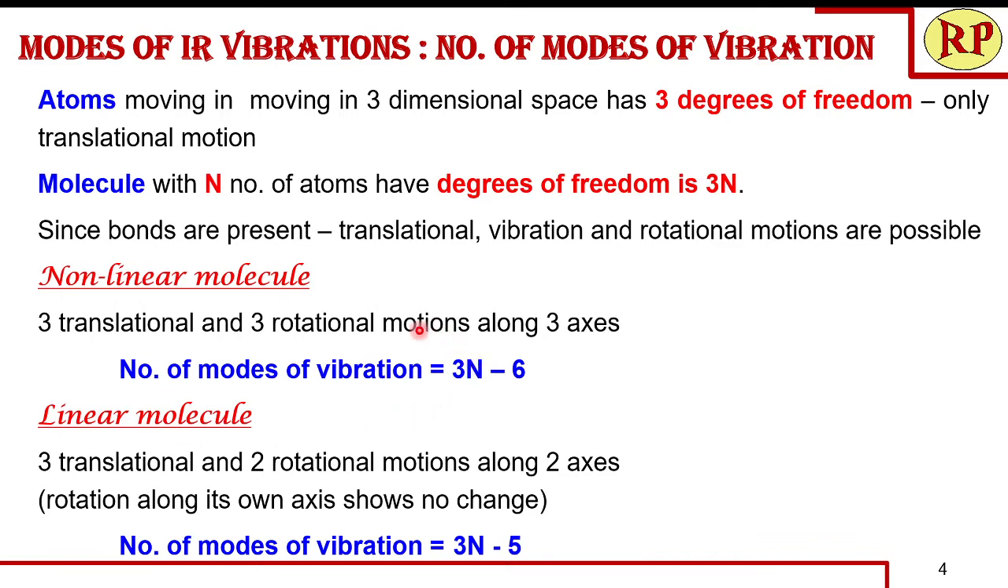We are interested in modes of vibration alone because IR spectroscopy is nothing but vibrational spectroscopy. We'll have peaks only for the modes of vibration. So we are interested in how many modes of vibration are possible in a molecule. If it is a linear molecule, as usual you will have 3 translational motions, but only 2 rotational motions, because rotation along its own axis will not produce any noticeable change. So that particular rotation is not counted and we will have only 5 different motions. So the number of modes of vibration will be 3n minus 5.